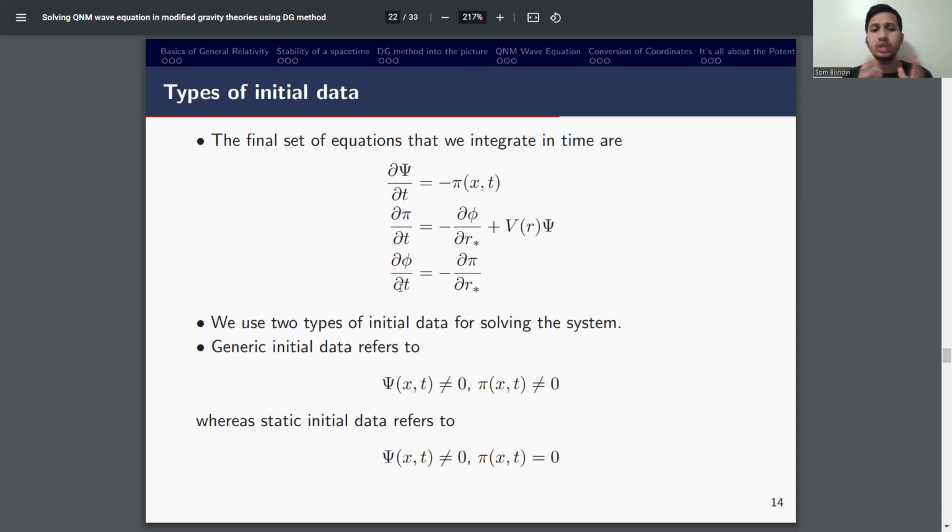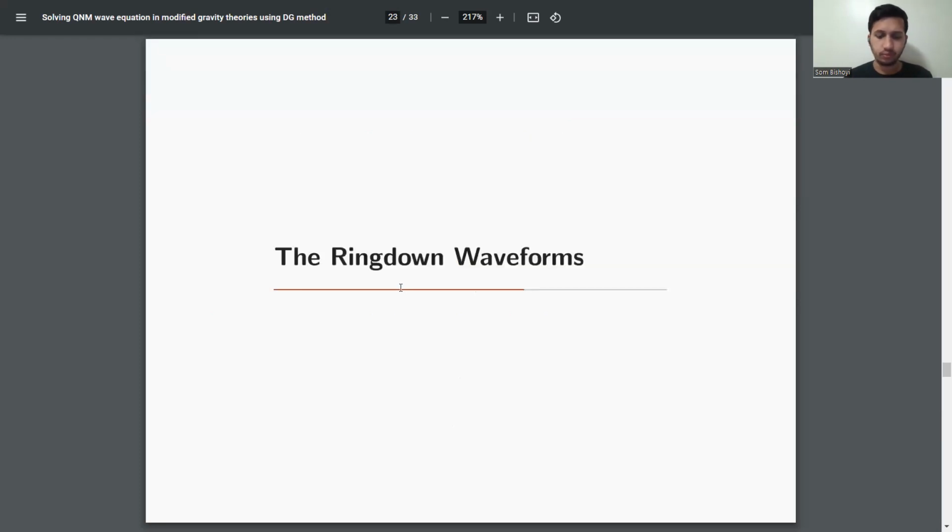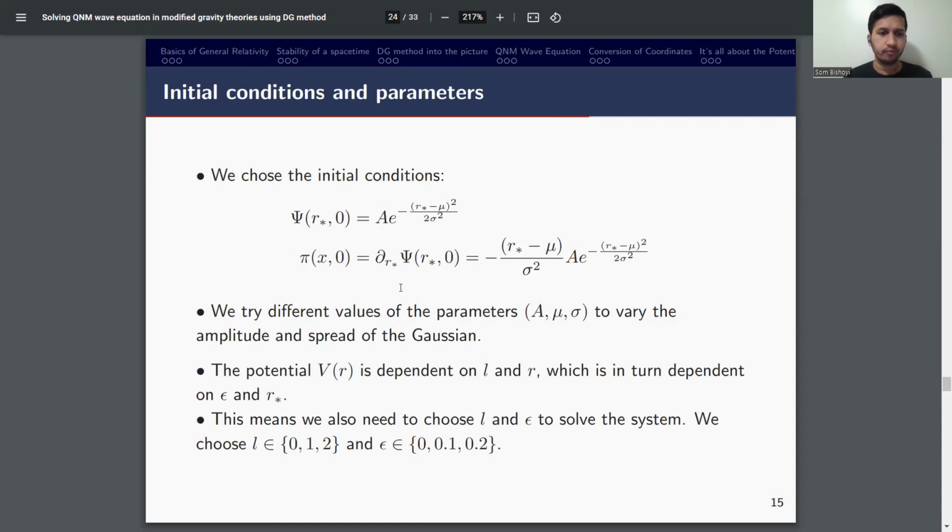Now we can do this using two types of initial data because we are integrating in time. We want initial values in time of the fields psi, pi, and phi. The two types of data are referred to as generic initial data, where both psi and pi fields are non-zero, whereas in static initial data, you have the psi field as non-zero, but the pi field as zero. Basically, the momentum initially is 0. So once we do that, we can produce the ringdown waveforms.